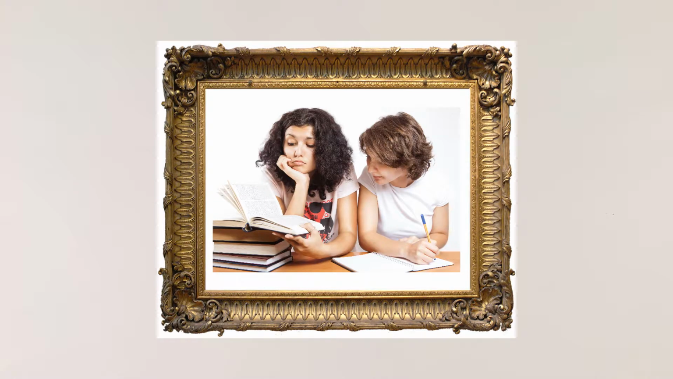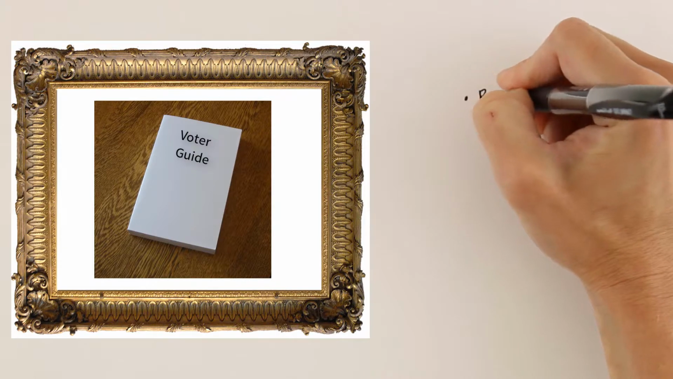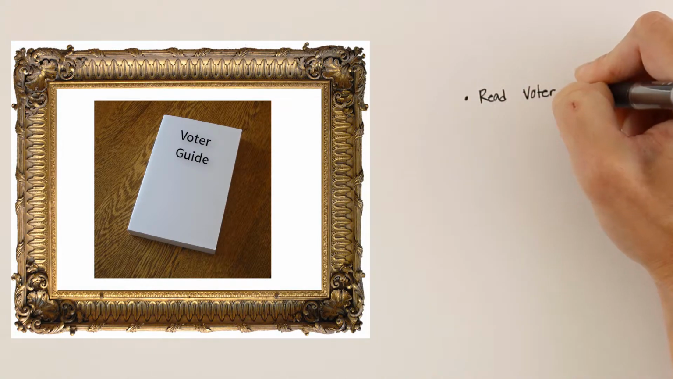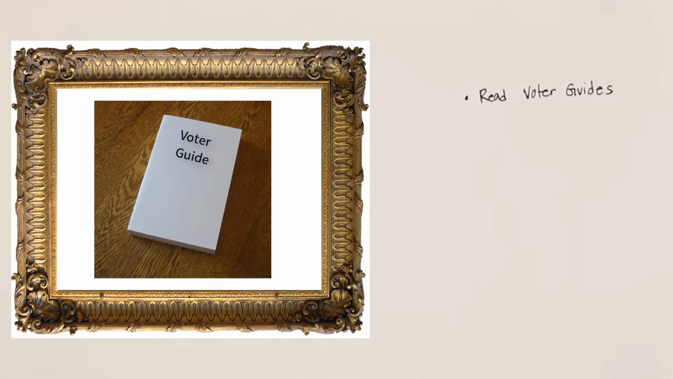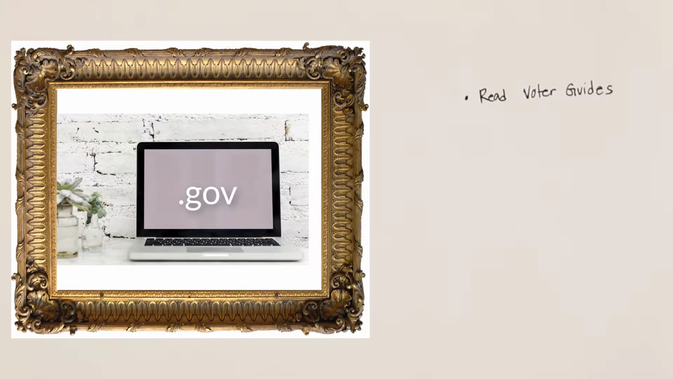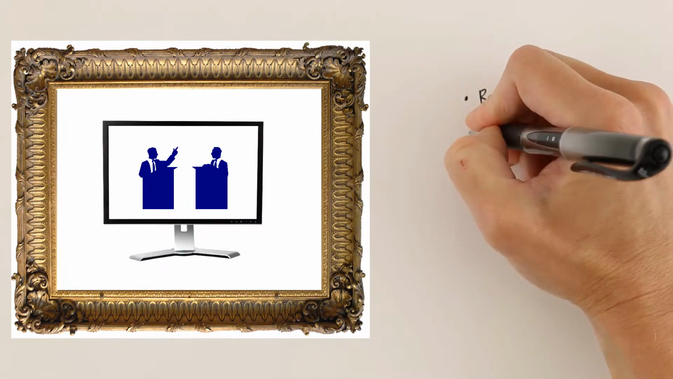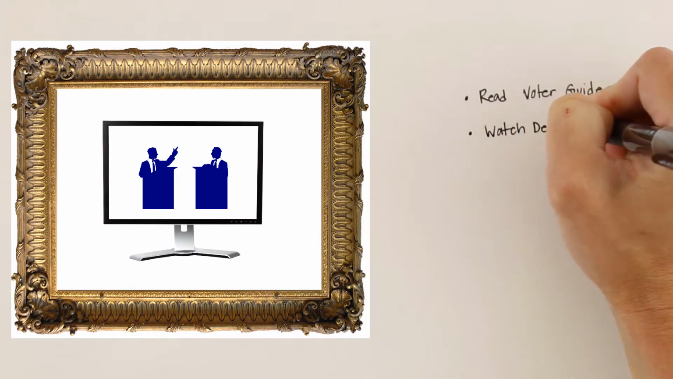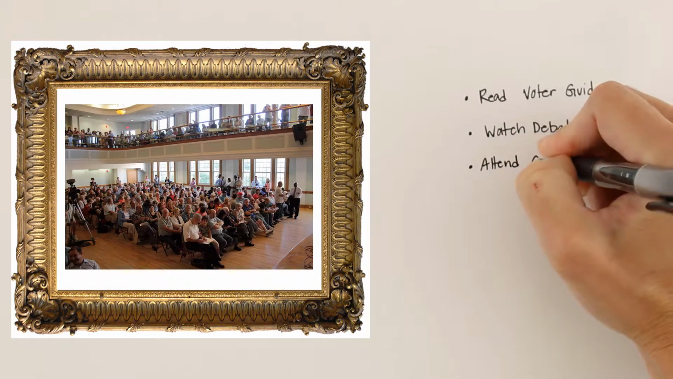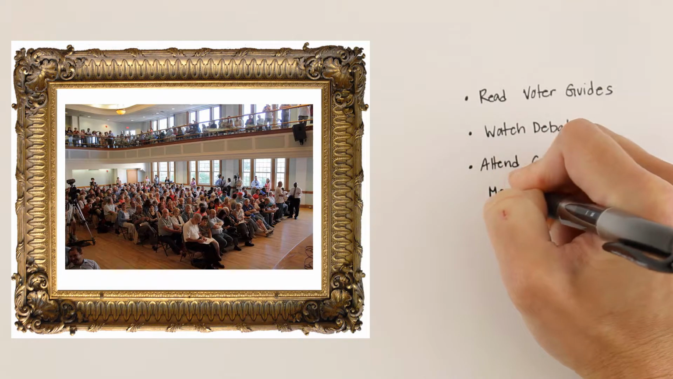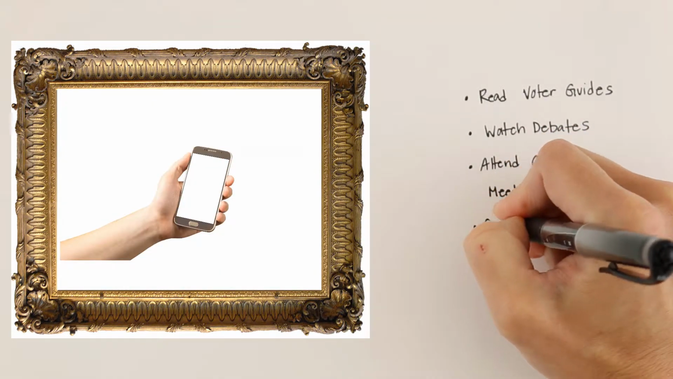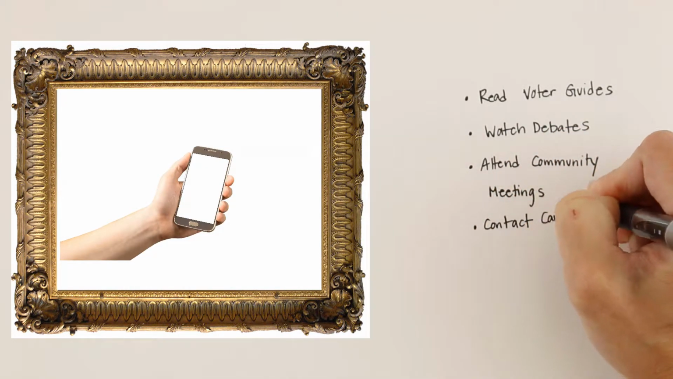There are many ways to educate yourself on issues and candidates. You can look up and read over voter guides, which give you background information on different candidates and their political beliefs. Today, you can find these online from government and newspaper websites. You can also watch political debates between candidates on television before elections. At the local level, you can attend community meetings and contact a candidate's office to ask questions you can't find the answers to.